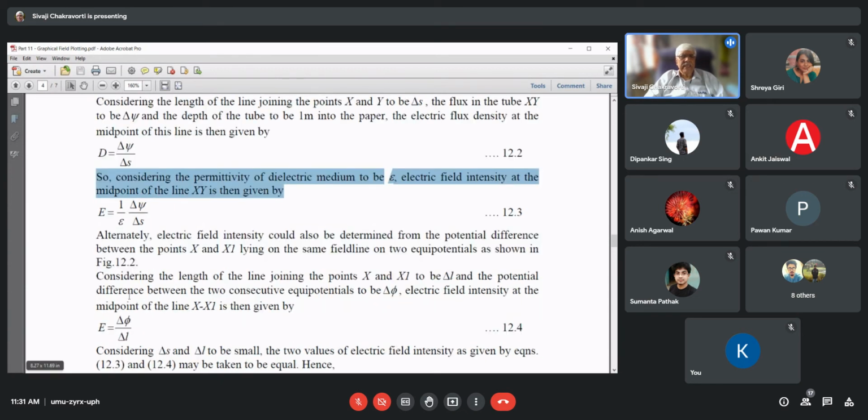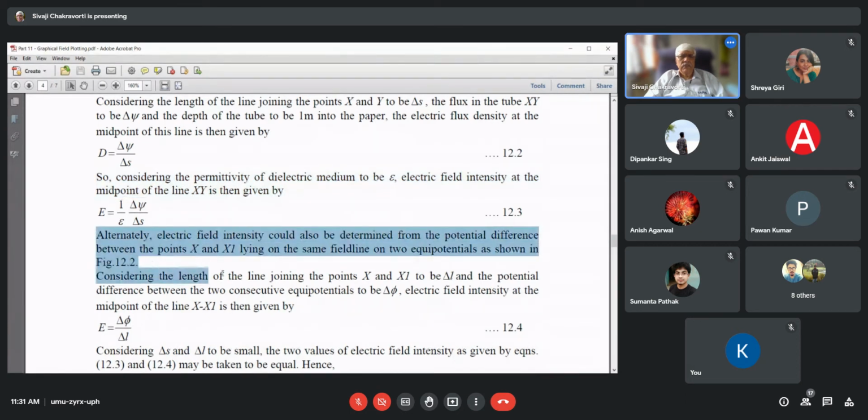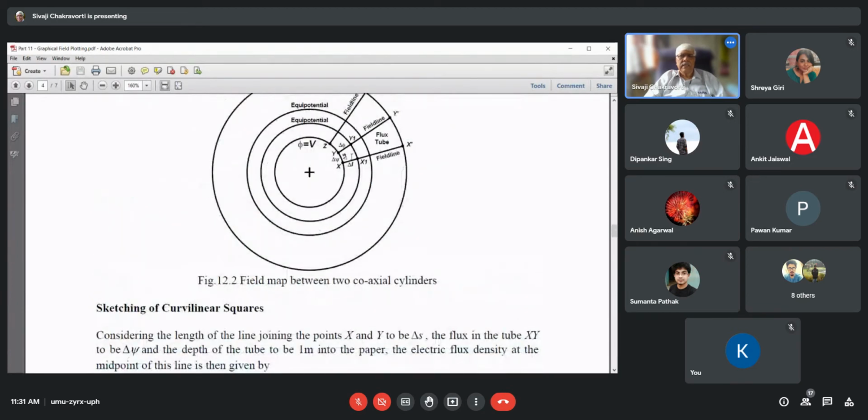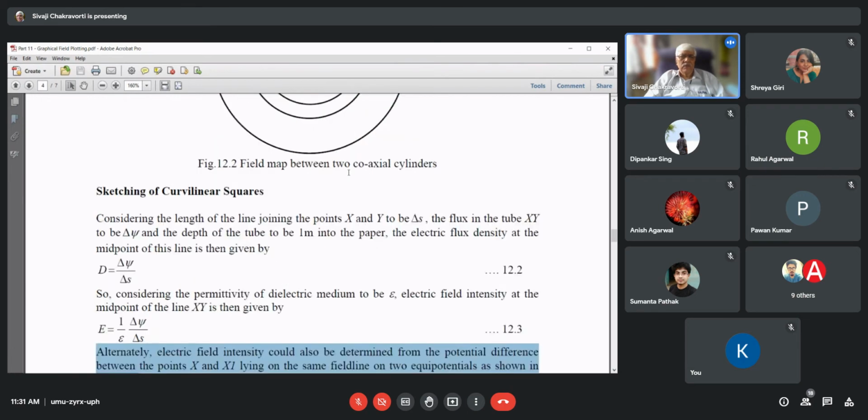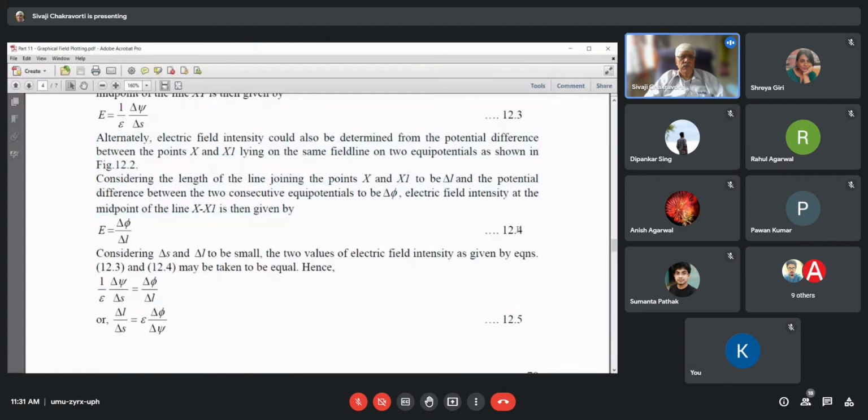Alternately, there is another way of determining the field intensity. How? Let's say the potential difference between the point x and x1, where x1 is another equipotential, is del phi. Let's say the distance between x and x1 is del L. Then you know that del phi by del L will be the electric field intensity. So that is equation 12.4.